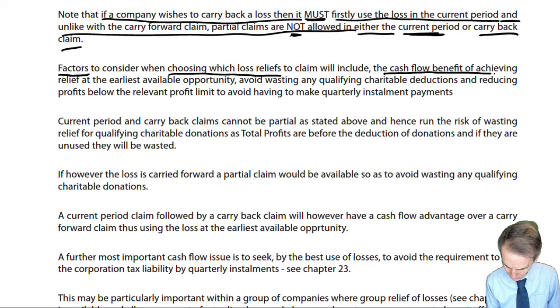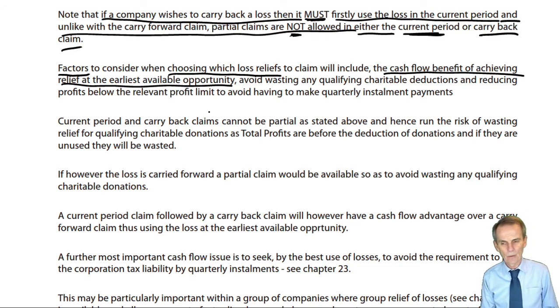Clearly, a cash flow benefit of achieving relief at the earliest available opportunity. So a current period followed by a carryback claim is going to allow relief at the earliest available opportunity. Remember, carryback is the best you can get, but you can't carry back unless you've relieved against any other total profits in the current period. The relief in the current period means that you won't then have to pay the tax.